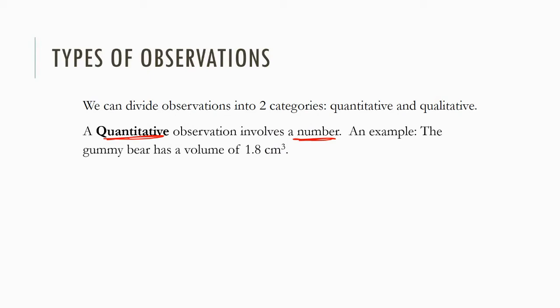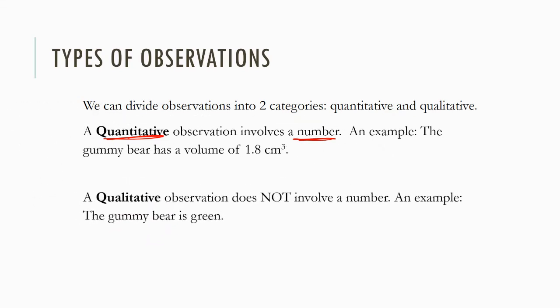An example: the gummy bear has a volume of 1.8 cubic centimeters. A qualitative observation, on the other hand, does not involve a number. One example would be the gummy bear is green. That's the big difference here: quantitative means quantity, meaning a numerical value. Qualitative means it does not involve a number in any way.